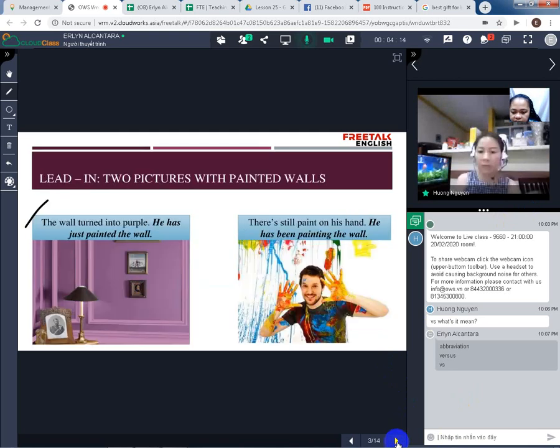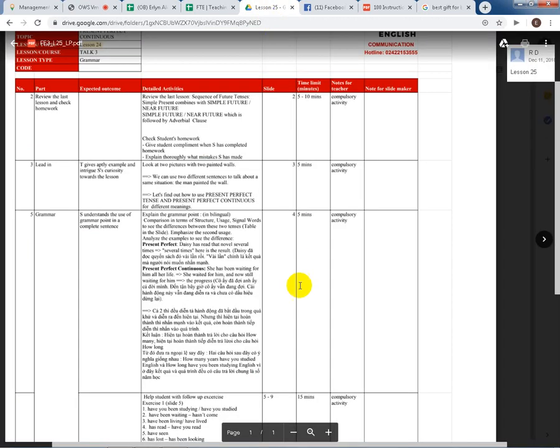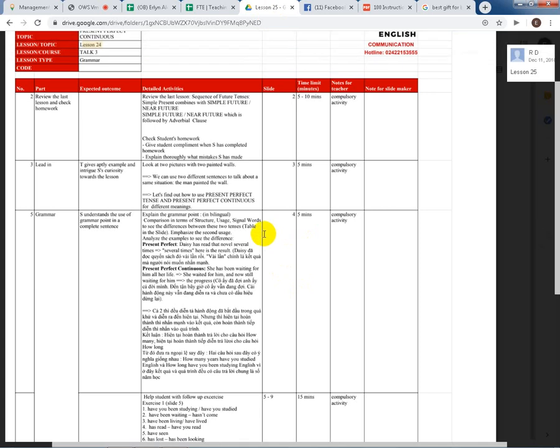So now let's continue. Could you please read the sentences? The wood turned into purple. He has just painted the wall. If you notice, we can use two different sentences to talk about the same situation, right? So the man painted the wall. Let's find out how to use present perfect tense and present perfect continuous for different meanings.